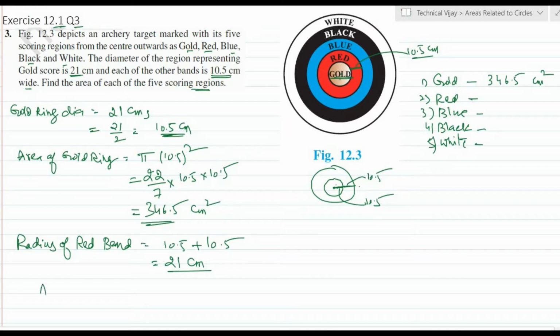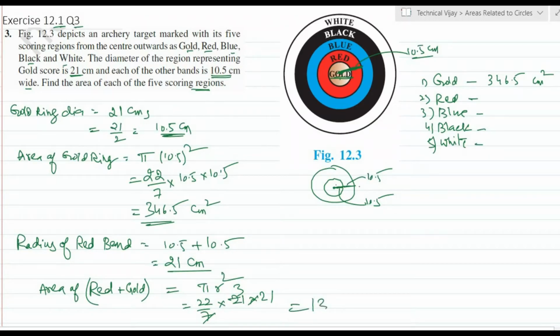So hence the area of red and gold will come here because it is included here. This point to this point we are taking the radius. So the area of red plus gold is pi r square. Here pi means 22 divided by 7 into r means 21 into 21. So 7 3s are 21, so 21 into 3 into 22. This is equal to 1386 centimeter square.